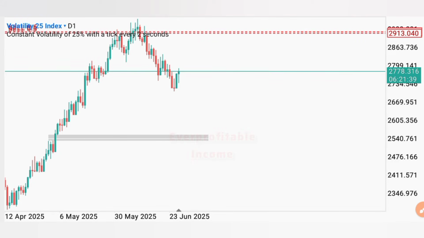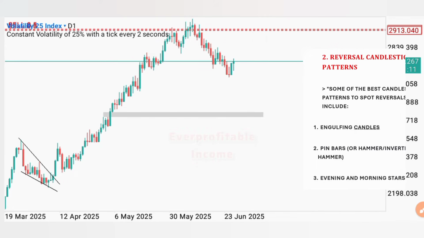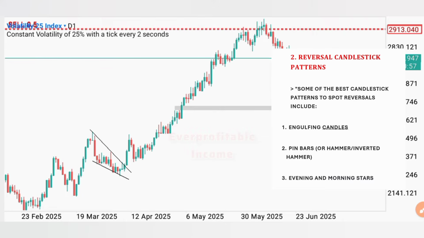Now, after marking out this support and resistance zone, you don't just conclude with that. At that zone, you have to look out for what? You have to combine it with reversal candlestick patterns. And this takes us to the third factor to consider to be able to spot a reversal. The third factor is what? You have to look for the presence of reversal candlestick patterns. So what are reversal candlestick patterns?